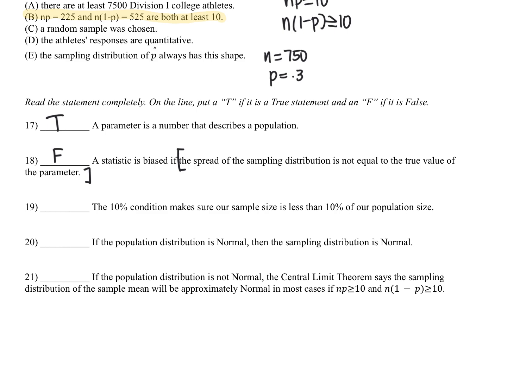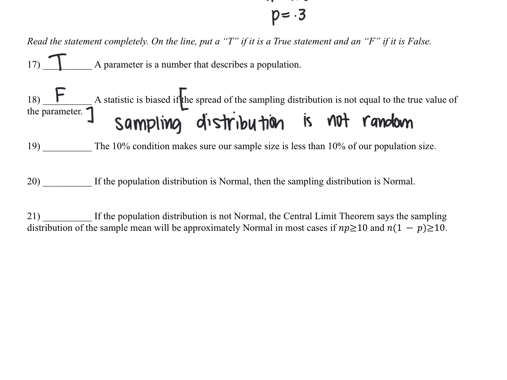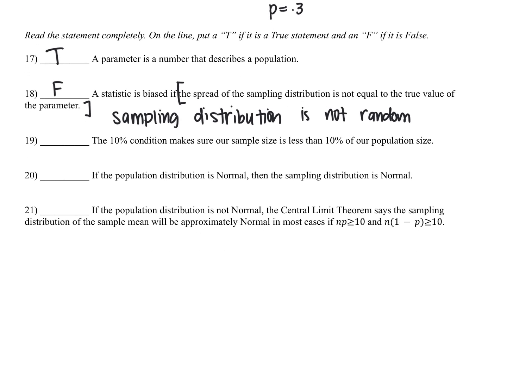A statistic is biased if the sampling process is not random, sorry. So as long as you have randomness, you don't have to worry about it being biased. The 10% condition makes sure our sample size is less than 10% of our population size. That is true.